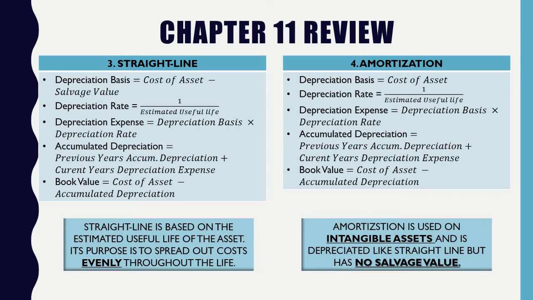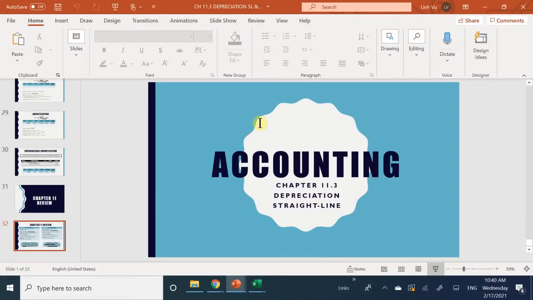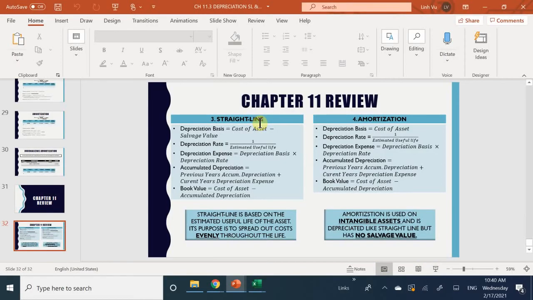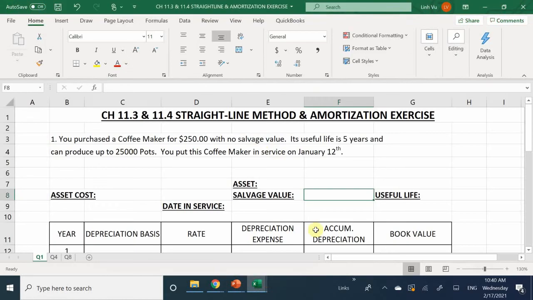All right? A little note here, straight line is the assumption that you're taking the cost of the asset and spreading it evenly across its useful life. And then amortization here is for intangible assets. That's it, and it has no salvage value. Okay? So with that being said, let's go ahead and dive right into the exercise here.